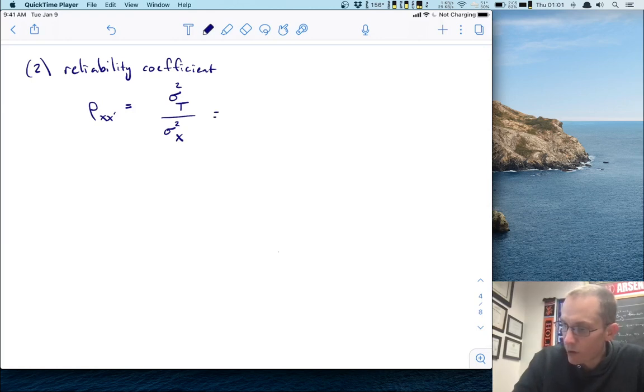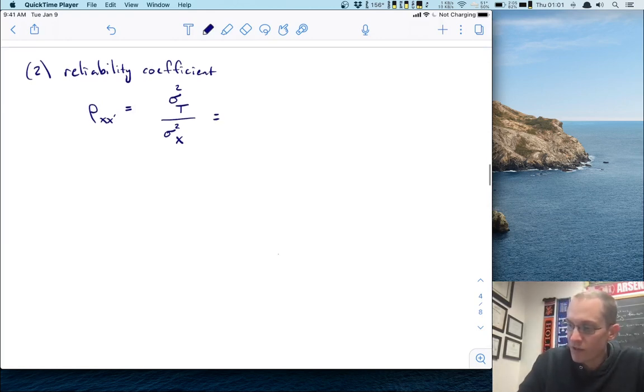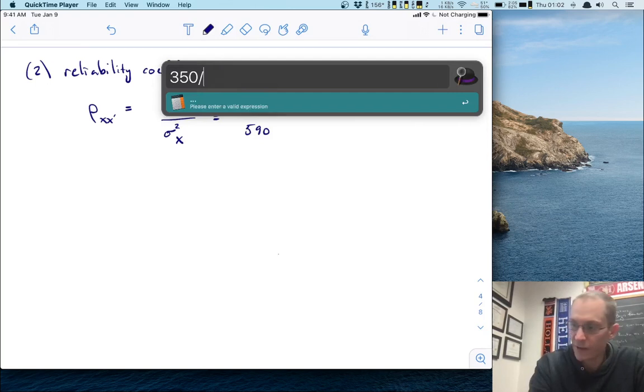what our variances were. We can go back to our chart and find those. So this is the true score variance divided by the observed score variance. If we go back to our chart and look, that was 350 divided by 590. And now what does that turn out to be? Well, let's just pop up the calculator again. 350 divided by 590 turns out to be 0.59 and some change.